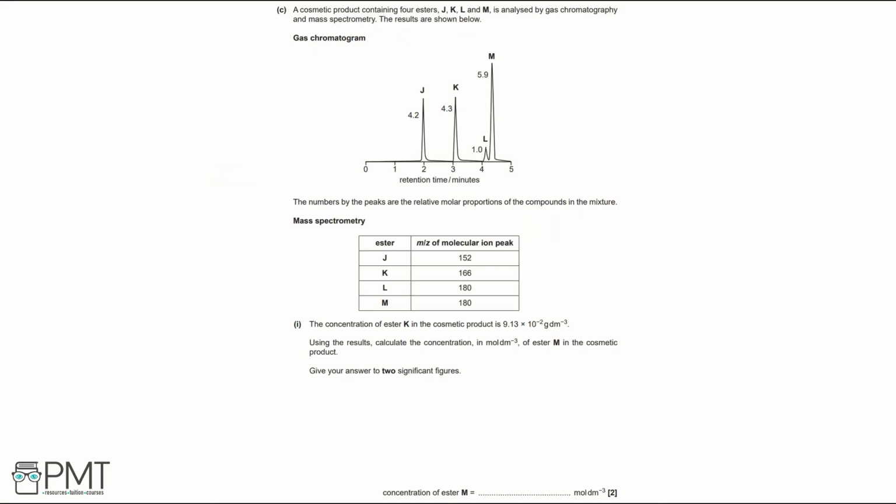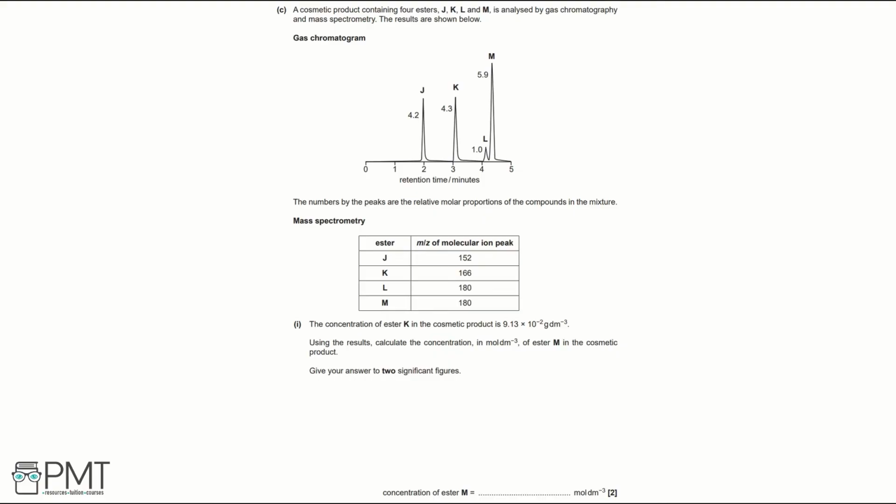Part C. A cosmetic product containing 4 esters J, K, L, and M is analysed by gas chromatography and mass spectrometry. The results are shown below. The number of peaks are the relative molar proportions of the compounds in the mixture. Part 1. The concentration of ester K in the cosmetic product is 9.13 times 10 to the negative 2 grams per decimeter cubed. Using the results, calculate the concentration in moles per decimeter cubed of ester M in the cosmetic product. Give your answer to 2 significant figures.